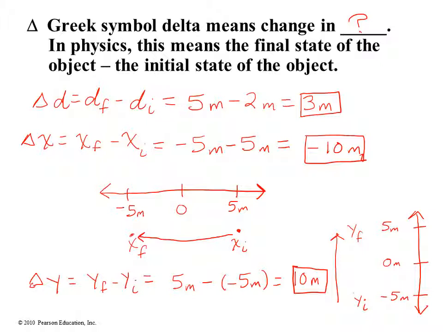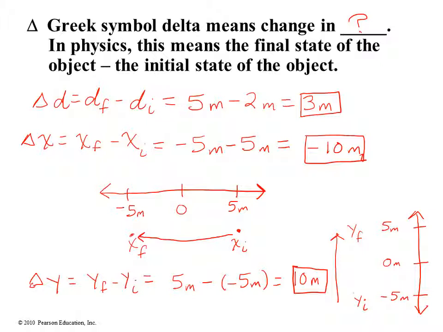But the next one is very similar to the slide you just saw. Delta x equals final position minus initial position in the horizontal direction. And I made up a little problem here on the bottom. You can see I have a line, and the object's position started at 5 meters, and then it finished at negative 5 meters.